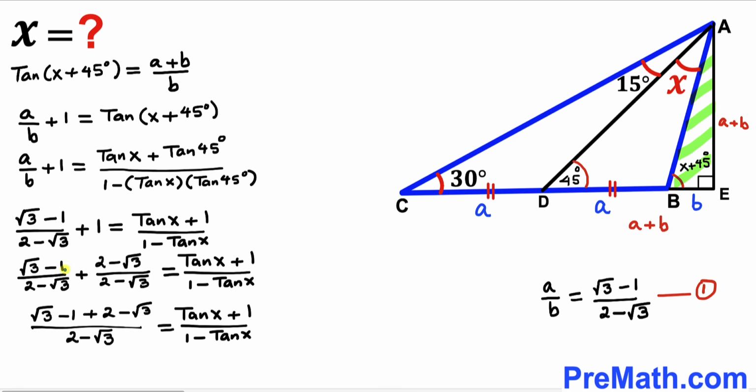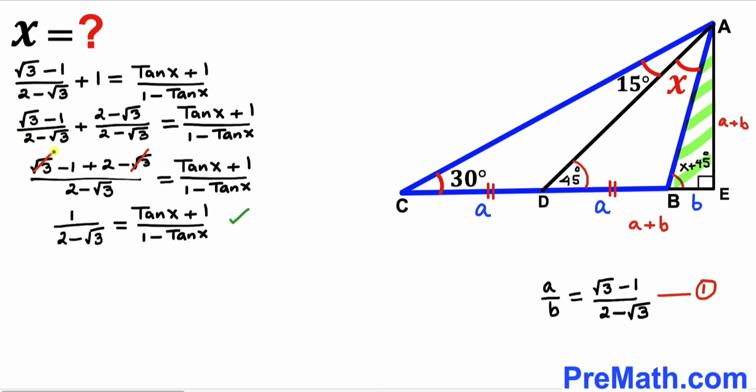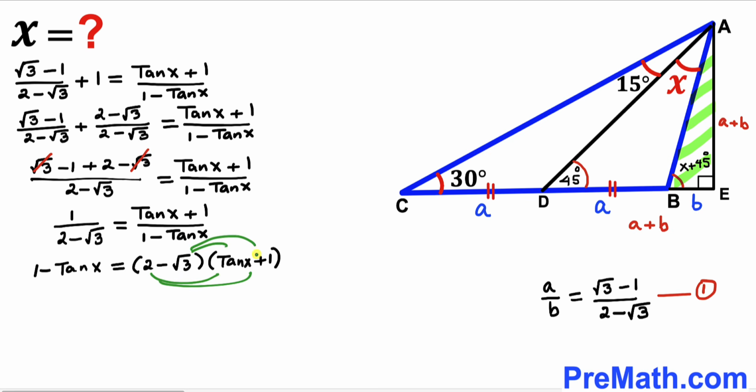And here in this next step, I have added up these two fractions on the left hand side. And now we can see square root of 3 and negative square root of 3, they are gone. And here negative 1 plus 2 is going to give us positive 1 at the numerator. As you can see in this next step, here on the left hand side, this has become 1 divided by 2 minus square root of 3. And now we are going to cross multiply. And in this next step, I am going to do the double distribution, as you can see on the right hand side.